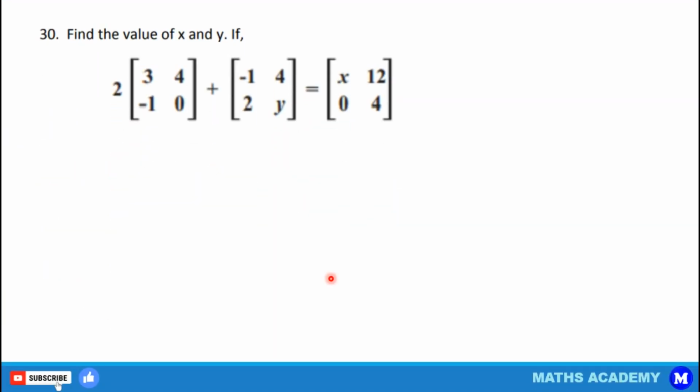Find the value of x and y, given these matrices. To find the value of x, you should multiply 2 and 3 and add minus 1. So 2 into 3 is 6, 6 minus 1 is 5. So x equals 5.